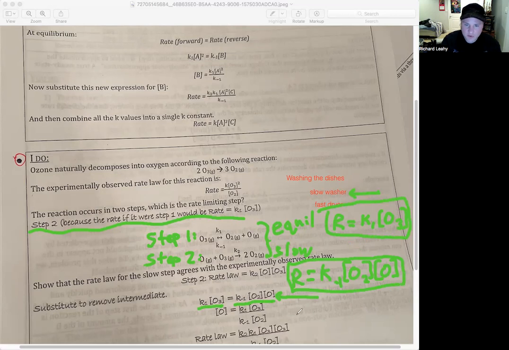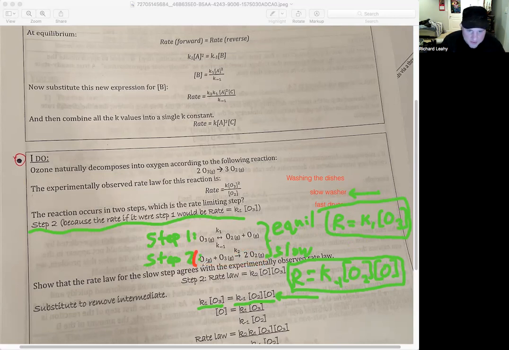Now, after that, we're going to solve for O. The reason we're doing that is because the rate law is supposed to be formed on the slow step, not the first step, and it's supposed to involve only reactants. So our starting point is actually step 2 here.